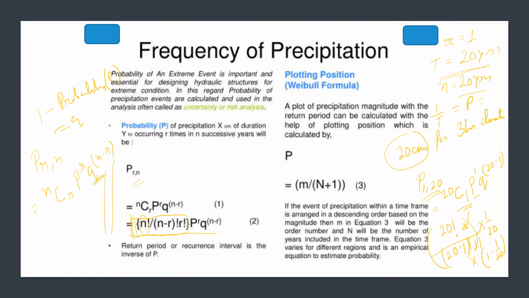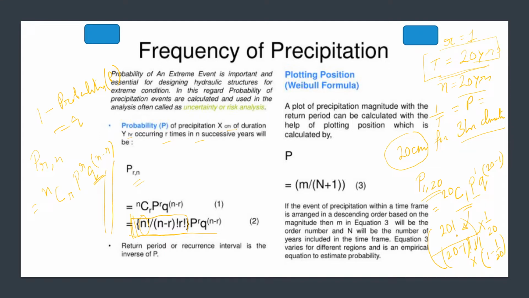So as you can see, it is relatively easy to find the probability of a precipitation event of 20 centimeter magnitude, duration 3 hours, to happen again in the next 20 years for one time. Your R will be given, your n will be given, x and y don't matter, they don't come into the calculation, and of course the return period of that event will be given in the problem.